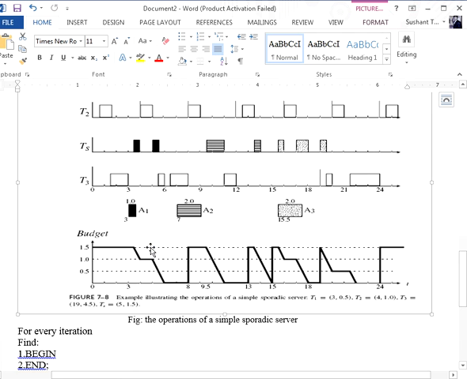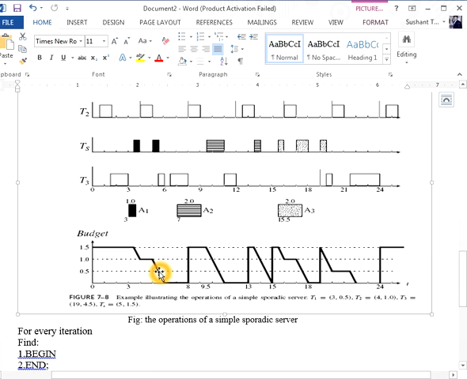So the value 3.5 will be equal to TF as well. When the server starts executing the sporadic job, the budget will decrease, like you can see in this example, from 3.5 to 4 the budget has decreased, and when the other periodic jobs are executing, the budget will remain steady. But look at point 5.5.